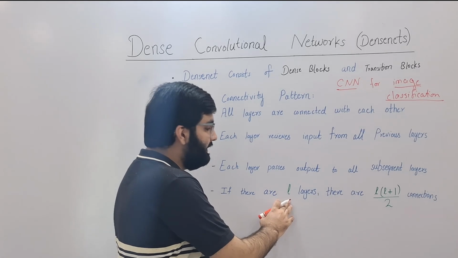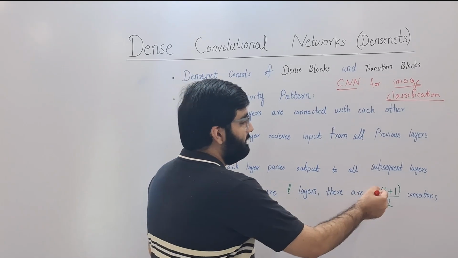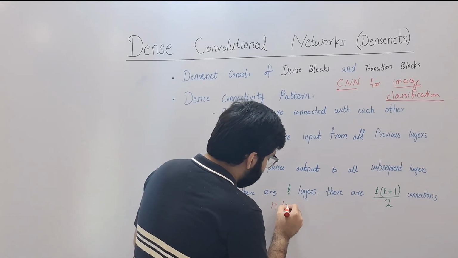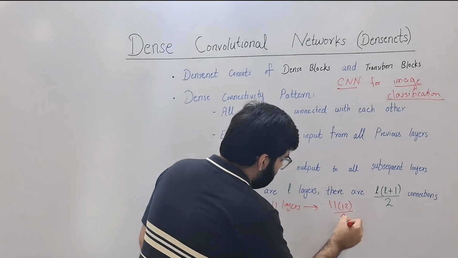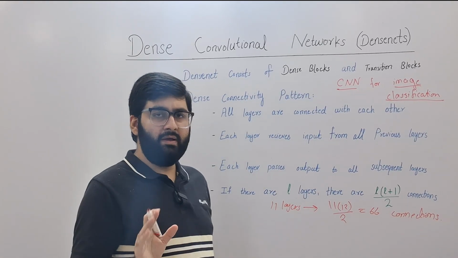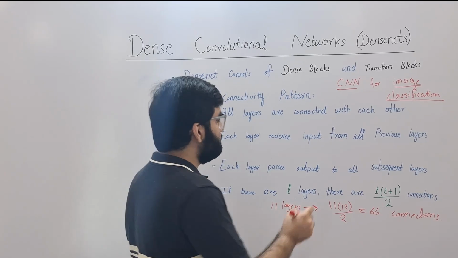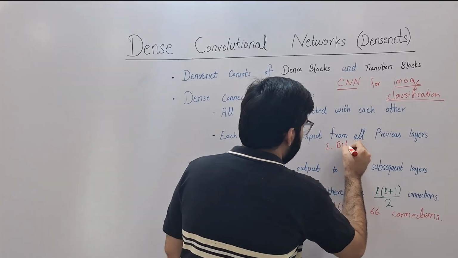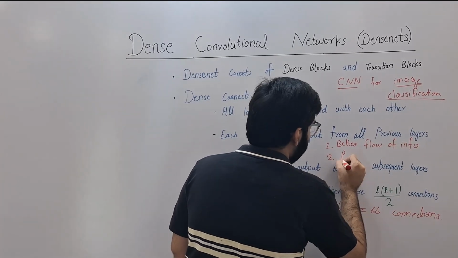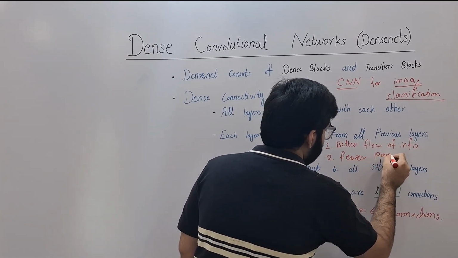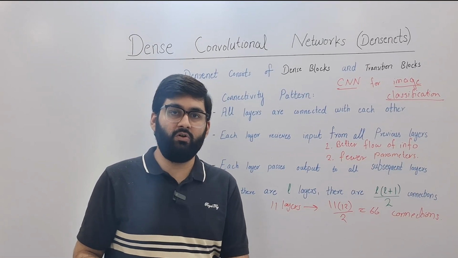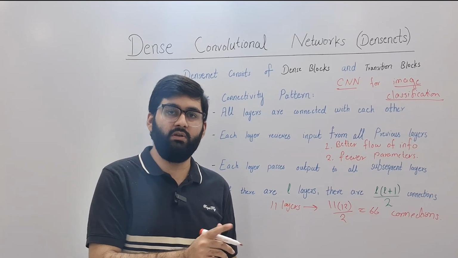If there are L layers in the network, that means there are L times (L plus 1) divided by 2 connections. For example, if there are 11 layers, then there are 66 connections. Two key benefits of this pattern are better flow of information across the network and fewer parameters. Fewer parameters mean a smaller network that takes less GPU, less CPU, less computation power.